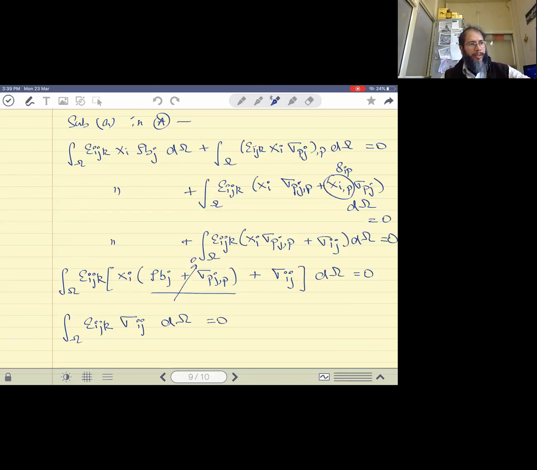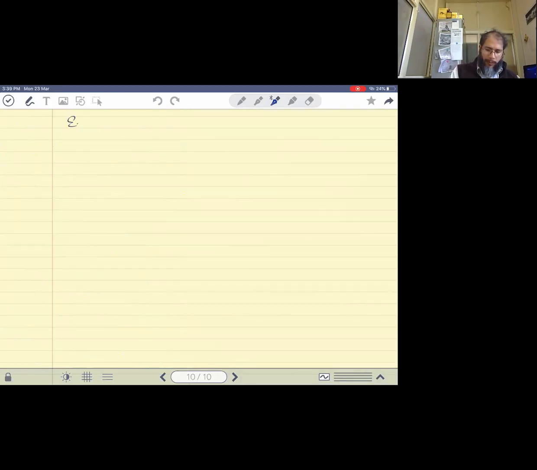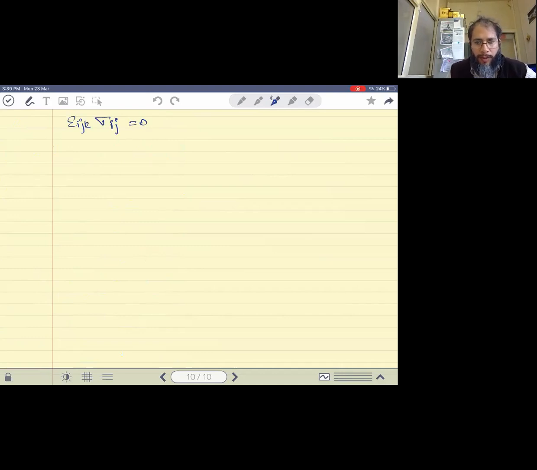Okay, now using the same ideas as earlier, the choice of omega that we have here is arbitrary. So we can say that epsilon ijk times sigma ij is 0. So what does this tell us? I mean, what does this mean?